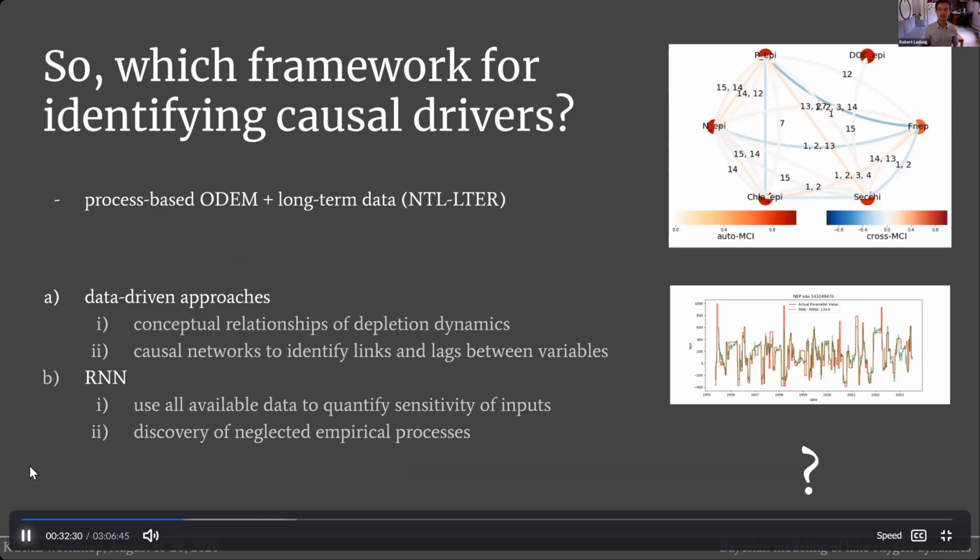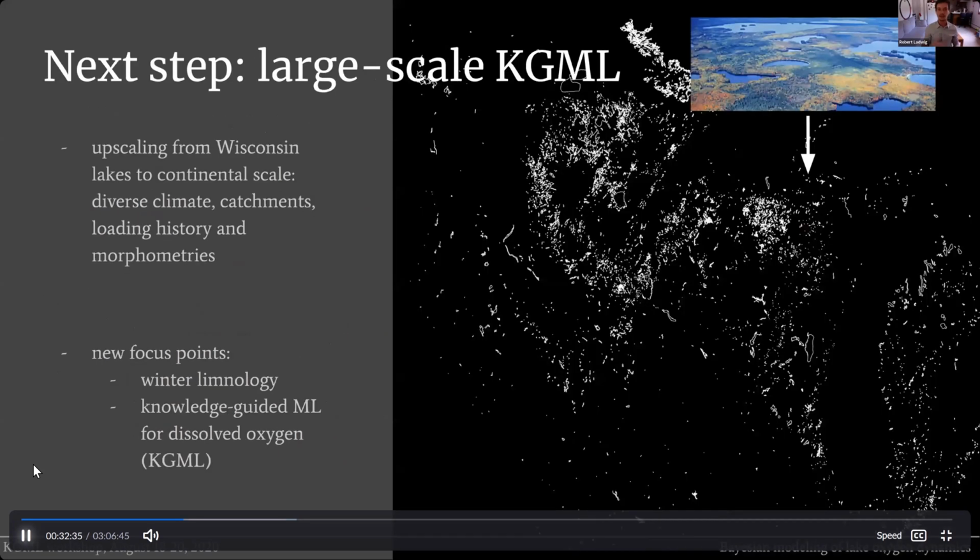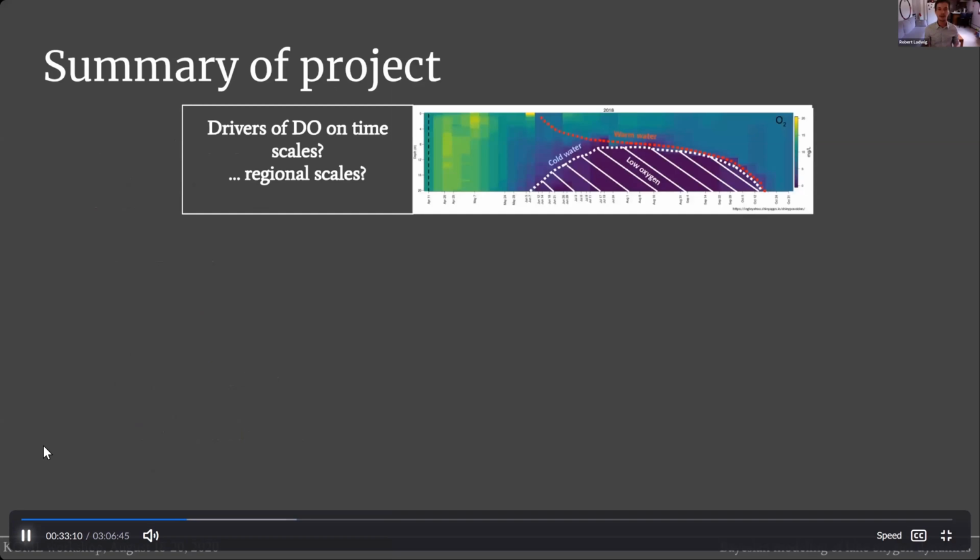Because in the next step, we want to scale up from Wisconsin to the continental US scale. So we want to go from 9 lakes to 1,000 or more. And here, new points of focus will be to look at winter dynamics, which is, of course, more important on the continental scale. And we also want to use knowledge-guided machine learning for oxygen. So what Paul explained before for phosphorus, we also want to use this now for oxygen to learn more and to improve our predictions.